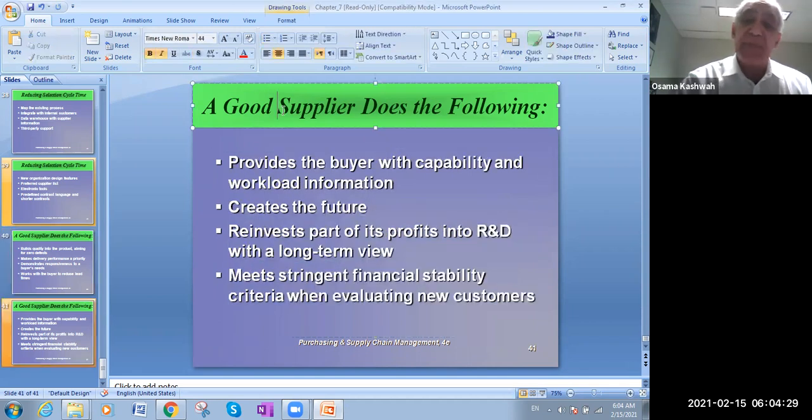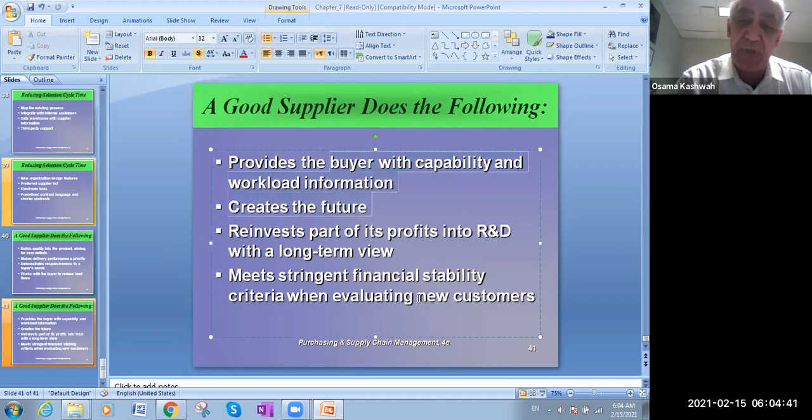Also, a good supplier does the following. The good supplier, this is like the outputs of the criteria which I'm using, because I want at the end a good supplier. Provides the buyer with capabilities and workload information, creates the future, and reinvests part of the profits into research and development with a long-term view, and meets stringent financial stability criteria when evaluating new customers.